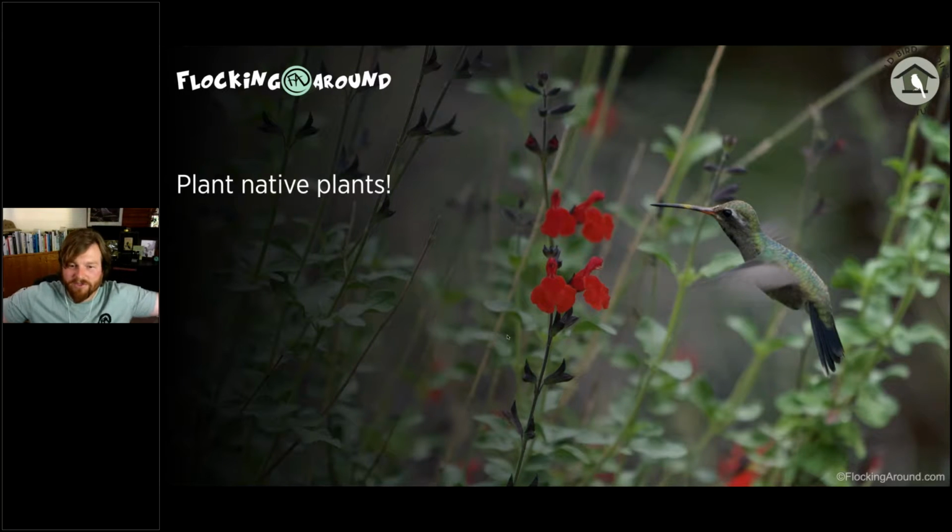Some birds switch to having a bit more insect in their diet in the summertime, and so native plants host native bugs, and native bugs feed native birds. So complement your feeding with your plants, and along with feeding birds, these are four quick and easy things you can do to further help birds.